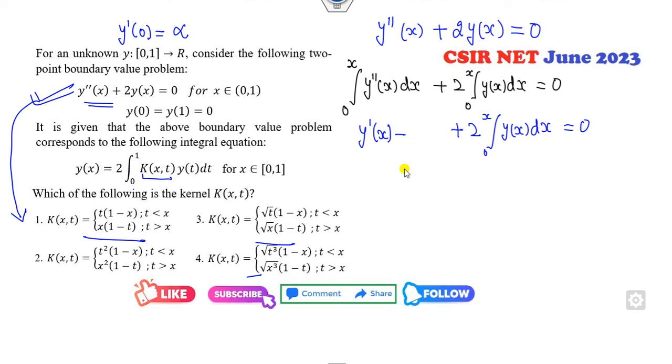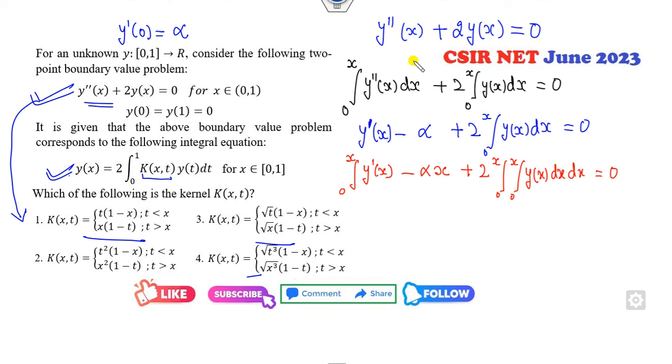Now since y dash is given and I need y, I can again integrate from 0 to x. So what is the integration of this? It is alpha x. This is my double integration, 0 to x, 0 to x, y of x, dx, dx, which is 0. Fine, so this integration will be y of x minus y0, y0 is 0, minus alpha x plus. Now you can see because it's a double integration, you can use the convolution part. So it is the integral from 0 to x of x minus t, written in terms of t.